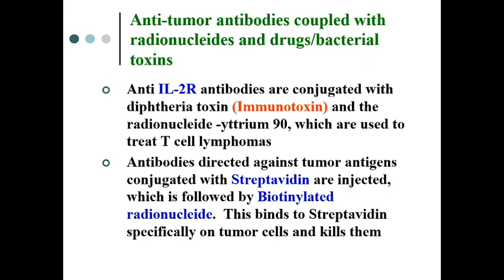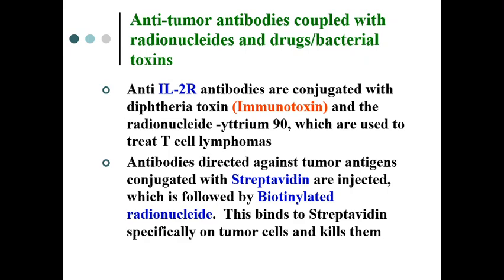As was mentioned earlier, anti-IL-2R receptor monoclonal antibodies, which are specifically directed against T-cell lymphomas, are also called immunotoxins, because they can be conjugated with a diphtheria toxin. Diphtheria toxin brings about cell lysis, cell killing. The monoclonal antibody designed especially to attack the IL-2R receptor of the T lymphocyte and conjugated with diphtheria toxin is called an immunotoxin.